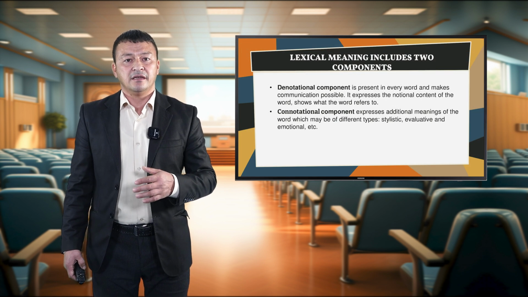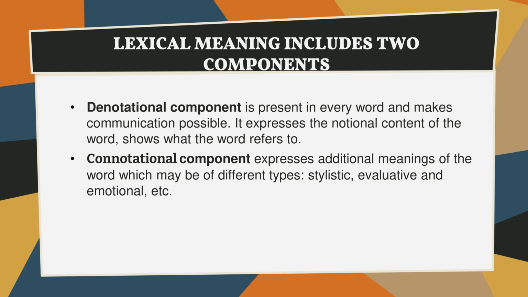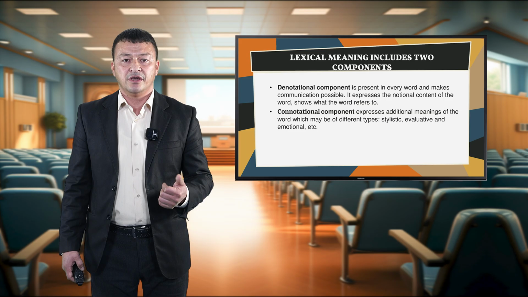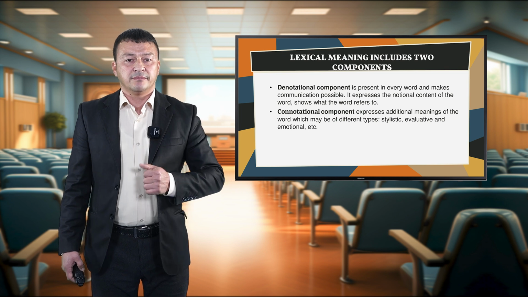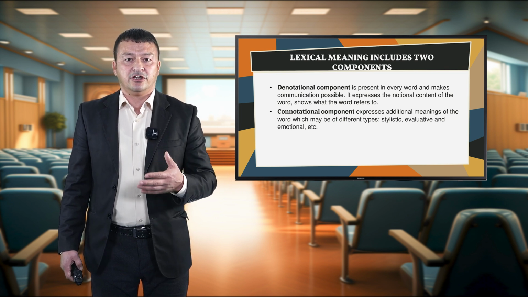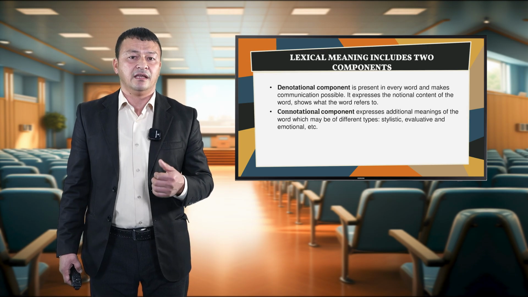Lexical meaning includes two components: denotational meaning and connotational meaning. Denotational meaning is present in every word and makes communication possible. It expresses the notional content of the word and shows what the word refers to. For example, the word donkey has the denotational meaning of an animal or domestic animal, but the connotational meaning is stubbornness or mule. The connotational component expresses additional meaning of the word, which may be of different types: stylistic, evaluative, and emotional.